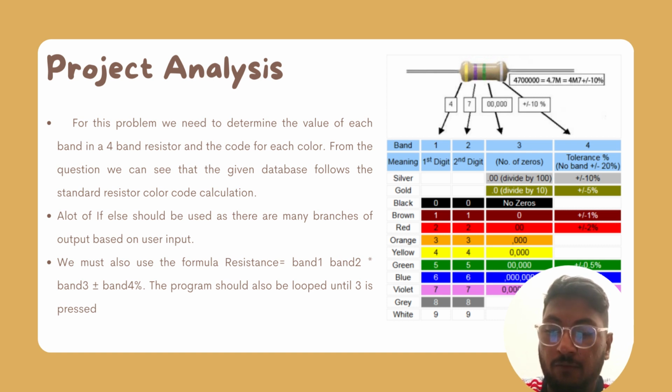and from there we have to use the formula: resistance is equal to band 1, band 2, times 10 to the power of band 3, with the tolerance of the code being band 4.